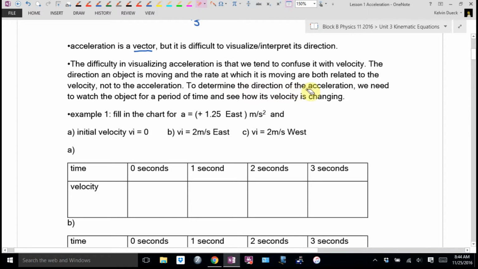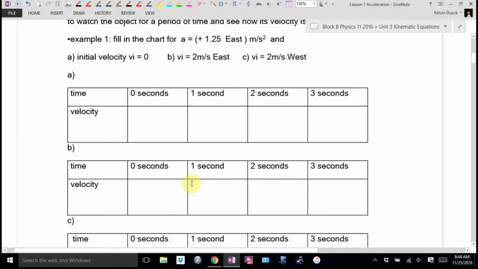To determine the direction of the acceleration, we need to watch the object for a period of time and see how its velocity is changing. We're going to do one example longhand, and then we're going to say, please God, let there be a shortcut. So we're going to get all direction-y here for a little while, and then we're going to do a better way. Suppose the acceleration is positive 1.25 meters per second squared east. What direction? East. Again, what direction? East. And we're going to do 3 examples.